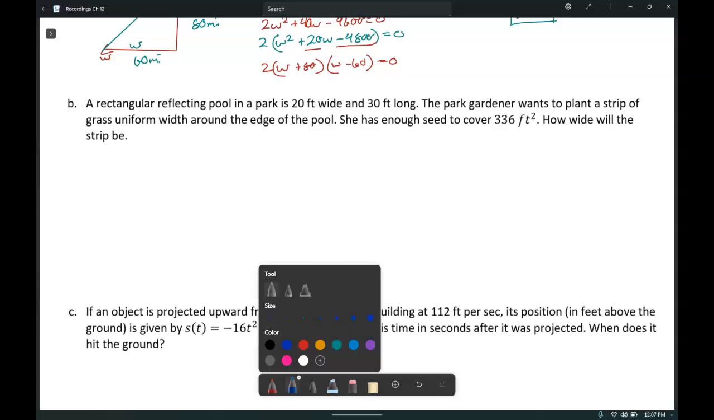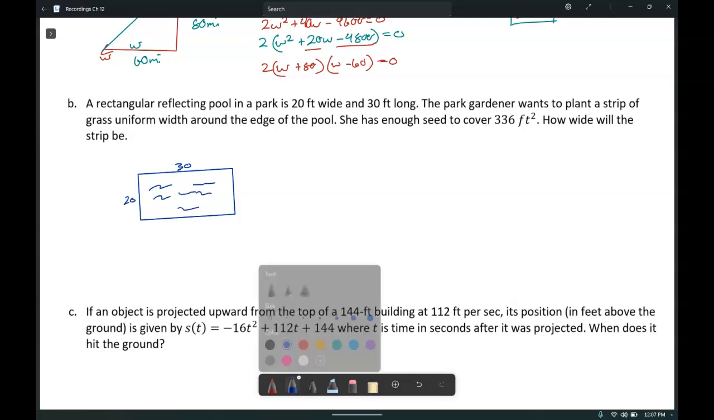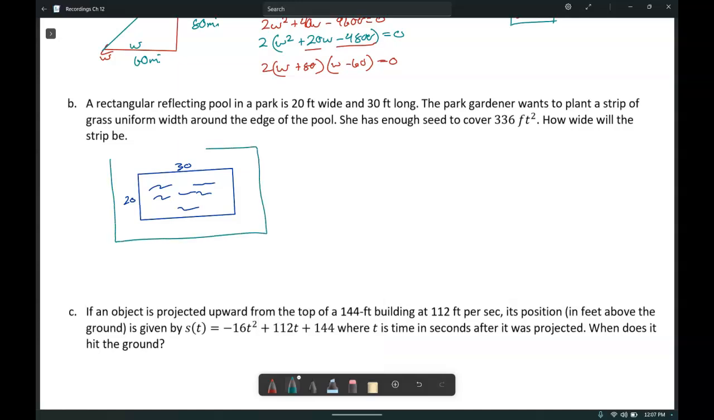Next, we'll start out with our rectangular pool with dimensions 20 by 30. Gardener wants to plant a strip of grass all the way around the edge, which gives us another larger rectangle. Where dimensions we're not sure, but we do know that we want all of the side lengths, or all the distances or widths, to be the same. Since we don't know what the width is, but they all have to be the same, we can use the same variable to represent that width.